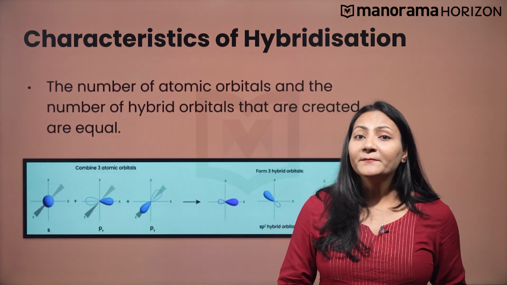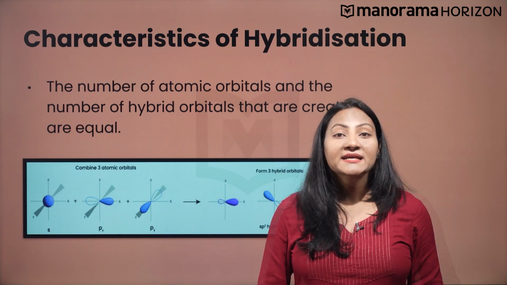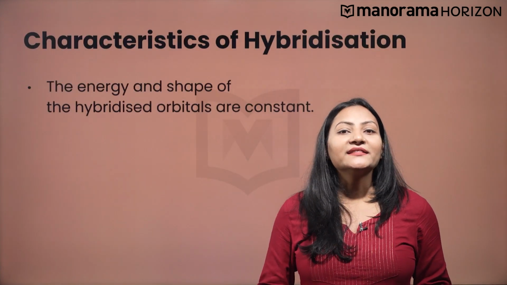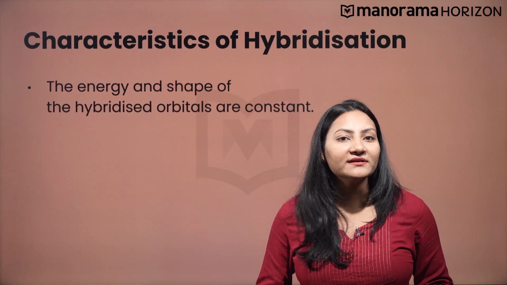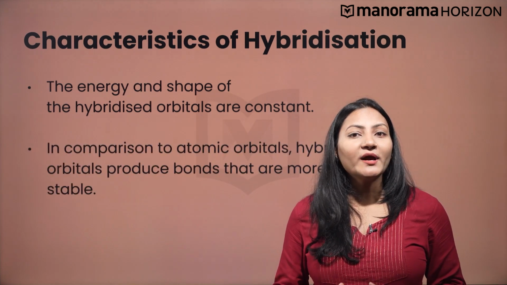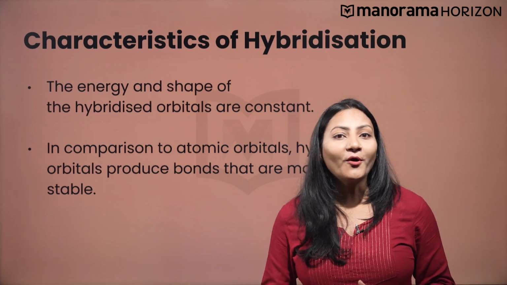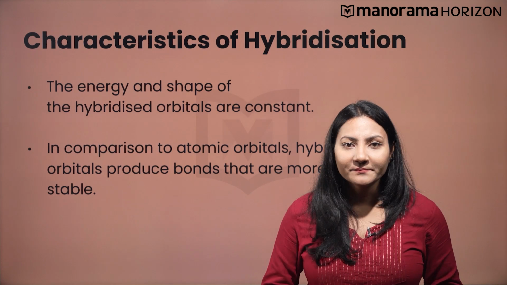Now, let's discuss some of the characteristics of hybridization. First, the number of atomic orbitals and the number of hybrid orbitals that are created are equal. Second, the energy and the shape of hybridized orbitals are constant. Third, in comparison to atomic orbitals, hybrid orbitals produce bonds that are more stable.